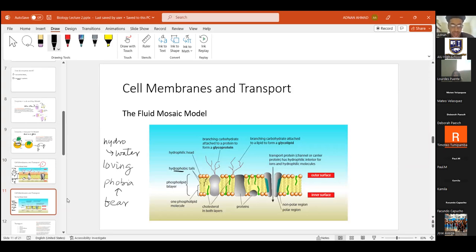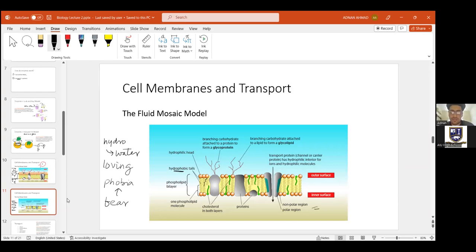And this is a phospholipid bilayer, with cholesterol again, some proteins, and the polar region. A polar region is a region that contains a charge, a partial negative or a partial positive. Just like the poles of electricity, we have different poles, right? In the same way, you can remember that polar region means negative and positive. This is the outer surface of the cell membrane, and this is the inner surface of the cell membrane. And the transport happens through these proteins that are called transport proteins.